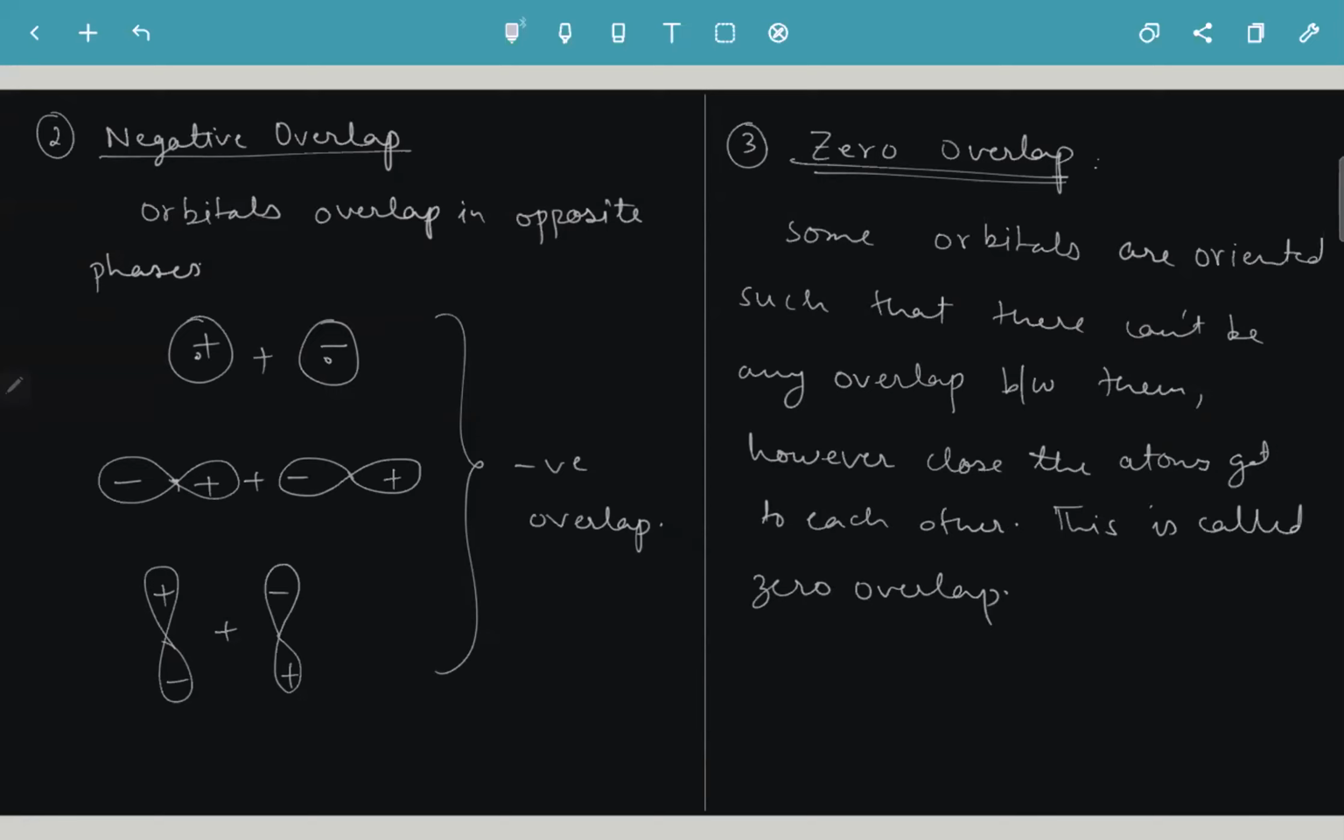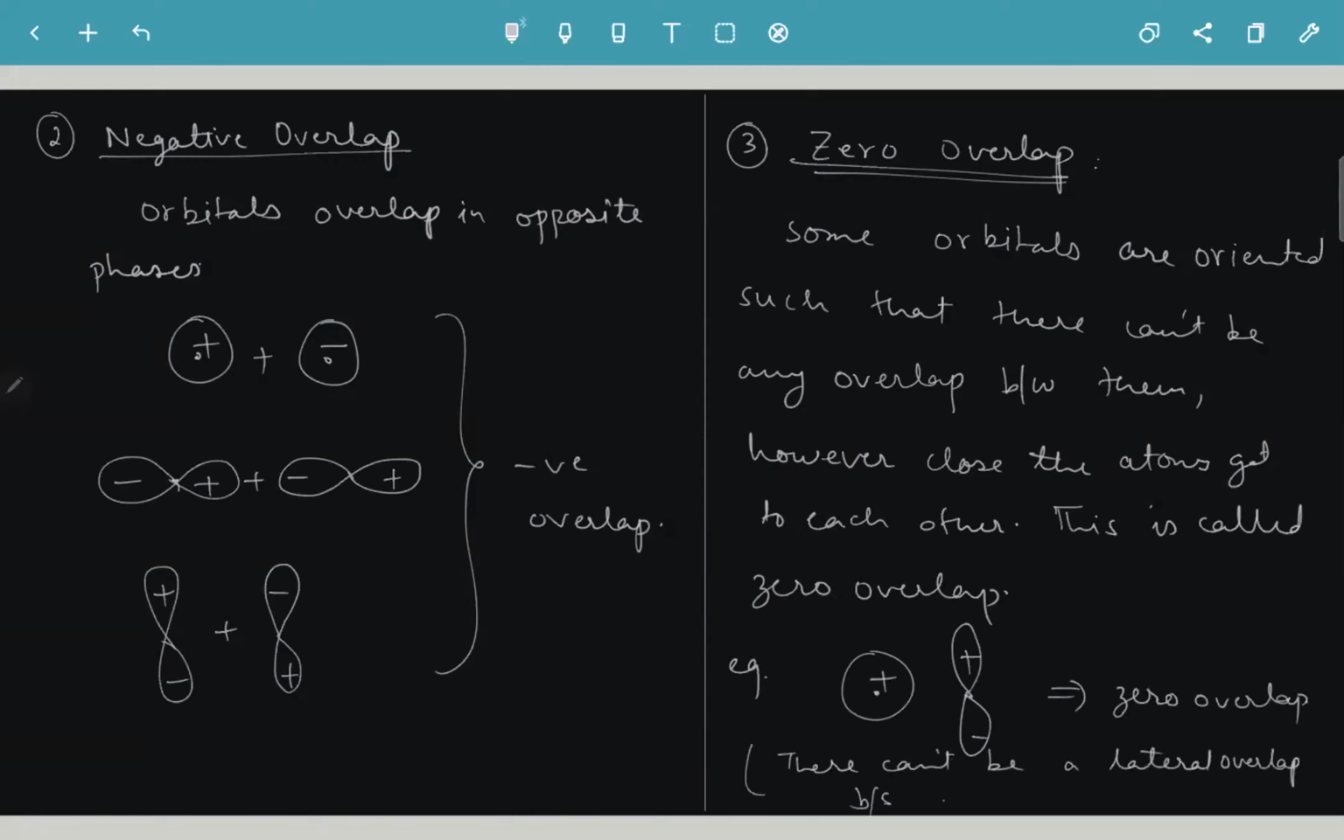So, an example of zero overlap: there cannot be a lateral overlap between S and P orbital. The case of zero overlap. At this point there cannot be a lateral, sidewise overlap between S and P orbitals.